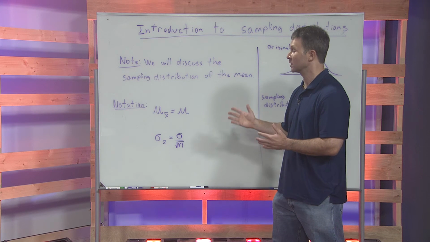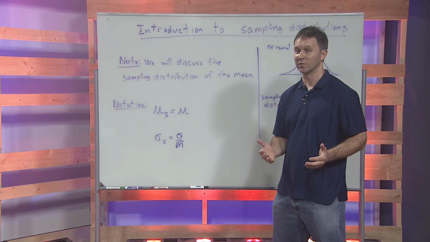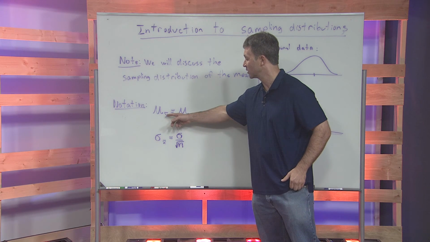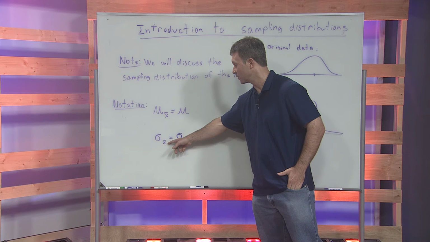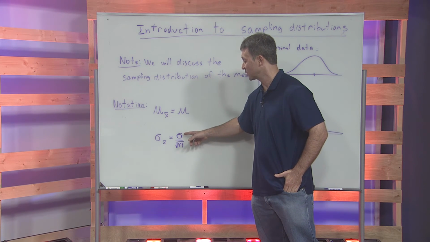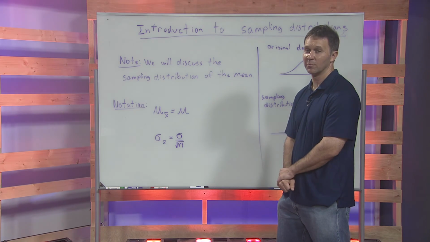So this is an introduction to the sampling distribution, which is, in turn, something you're going to need for the central limit theorem. And these are the key points. The mean of the means is equal to the original mean, and the standard deviation of the sample means is the original standard deviation divided by square root of n. So those are the key points to remember.